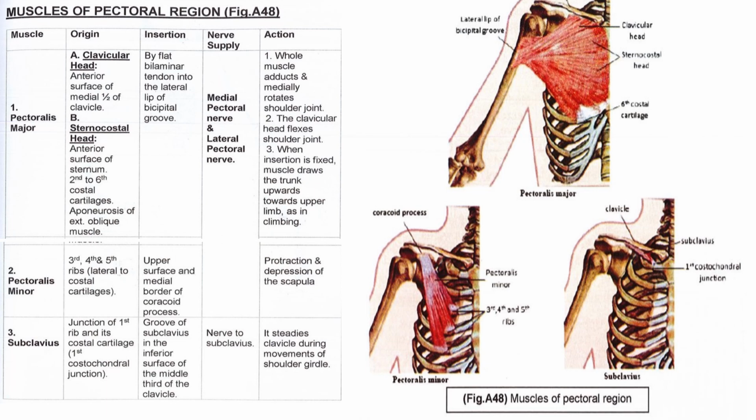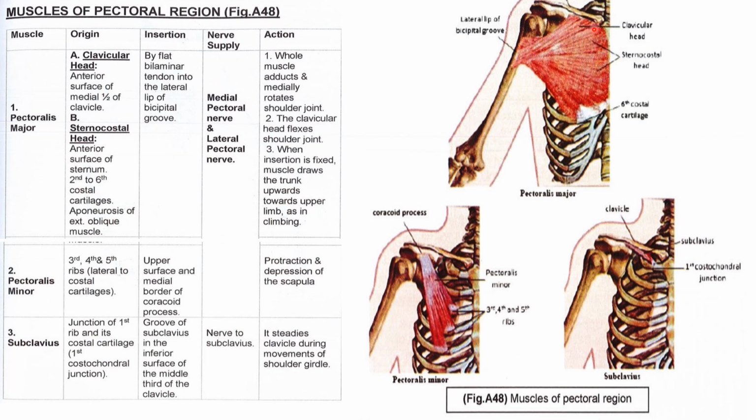So let's see the muscles of the pectoral region. Here we have pectoralis major, pectoralis minor, and subclavius. All right. Let's see the origin of pectoralis major. This is the pectoralis major, you can see this is the muscle. Yeah, the clavicular head. The origin of it is from the clavicular head.